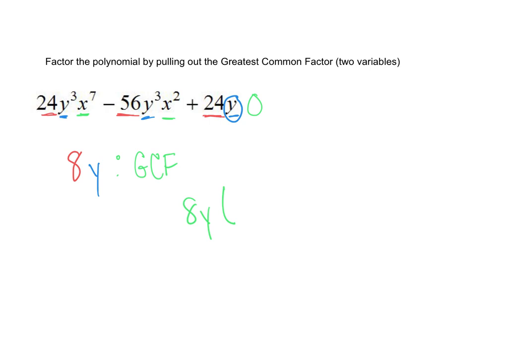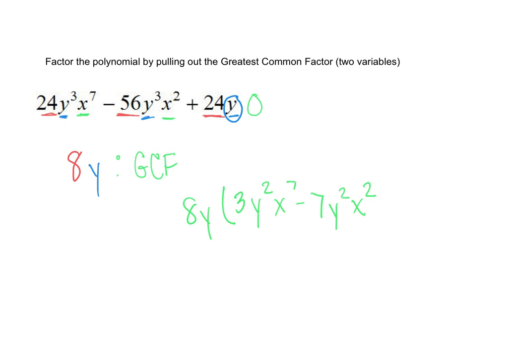So 24 divided by 8 is 3. Y to the third divided by y is just y to the second because you subtract exponents. Remember your law of exponents. And then x to the seventh because there's nothing to take out. Negative 56 divided by 8 gives me negative 7. If I take out one y, I'm left with y squared. And then x squared because I didn't do anything with the x's.